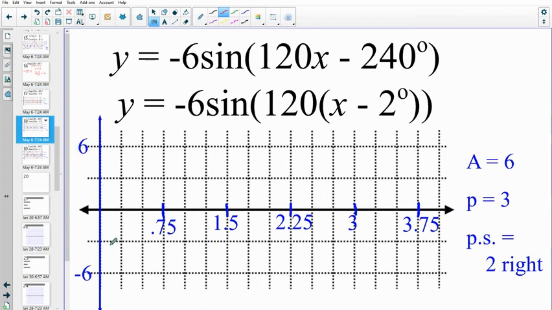Up from -6 to 6 because my amplitude is 6. My horizontal scale has been taken care of because I knew what the period was. I'll see one full period of this graph, at least one full period. And then finally, I'm moving 2 to the right. So here we have the same dilemma. If this is 1.5 and this is 2.25, where exactly does that 2 go?